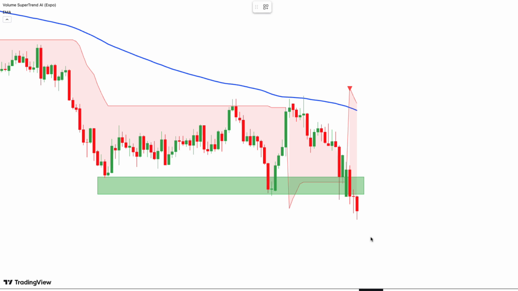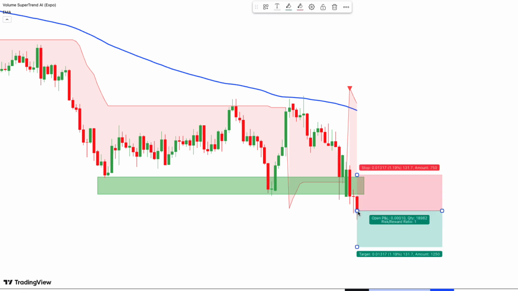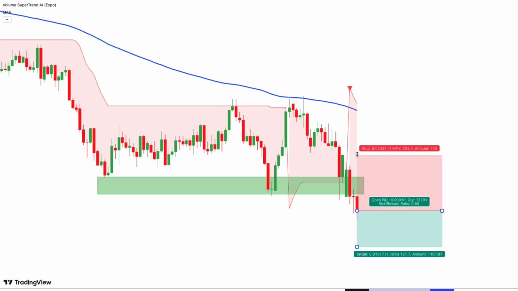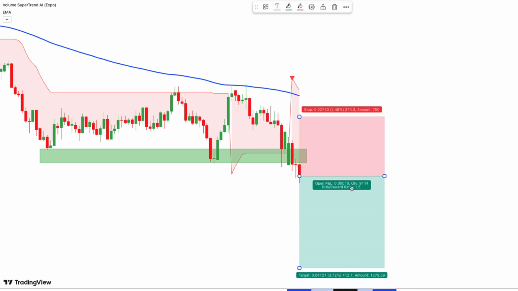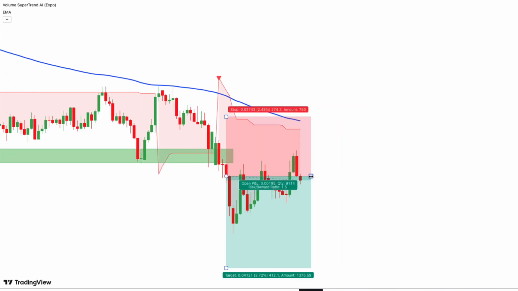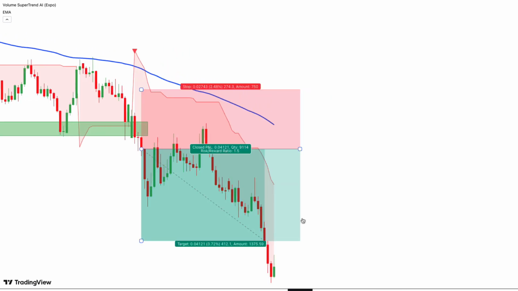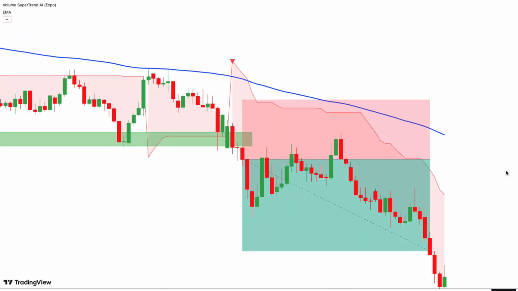As we can see, the price broke and closed below this support level, which means all our entry conditions are met right here. We enter a short trade here, set the stop loss somewhere above this support level. And for the take profit, we're going to set it at 1.5 times the risk to reward ratio. Letting this trade run. And it hits take profit.